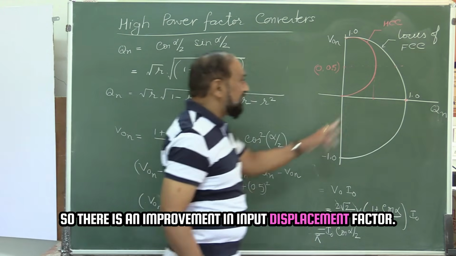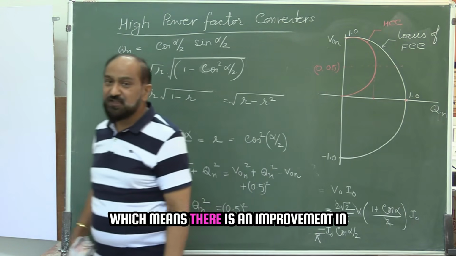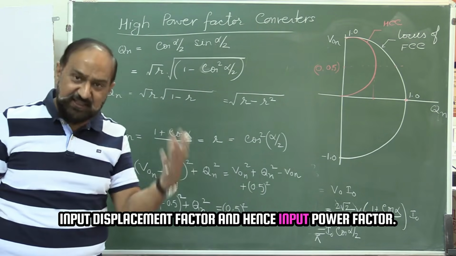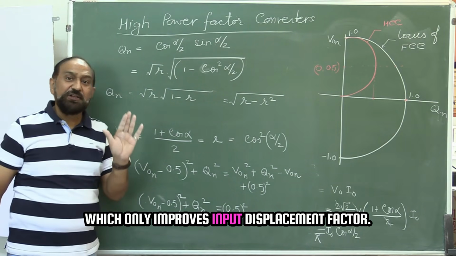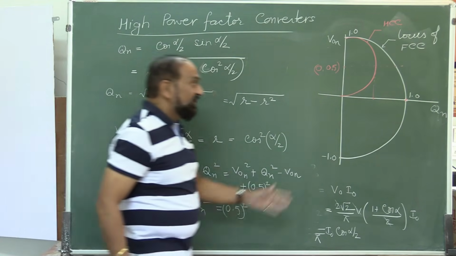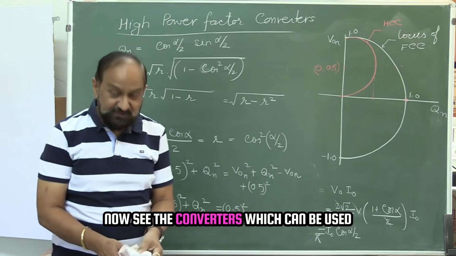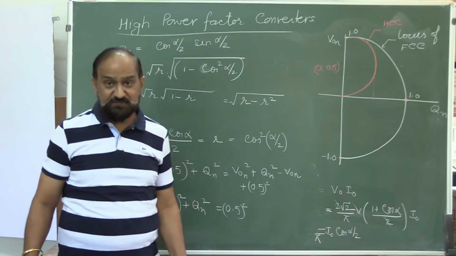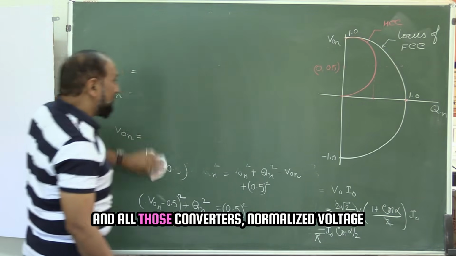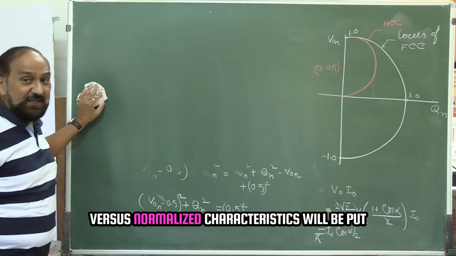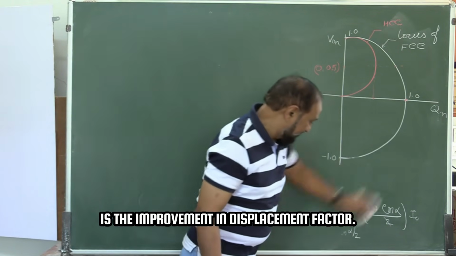So there is an improvement in input displacement factor, and this also indicates there is a reduction in the reactive power, which means there is an improvement in input displacement factor and hence input power factor. But right now we are trying to see the techniques which only improve input displacement factor. These two converters we have discussed right in the beginning. Now see the converters which can be used to improve the power factor further. And all those converters, normalized voltage versus normalized characteristic will be put on the same curve so that we can see how much is the improvement in displacement factor.